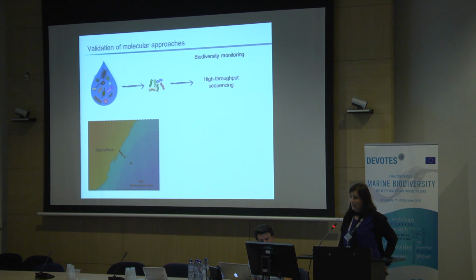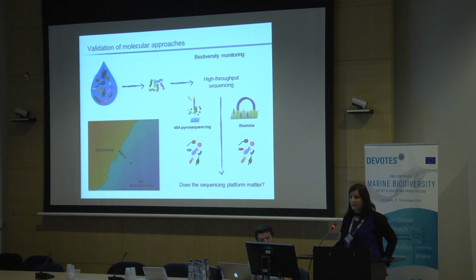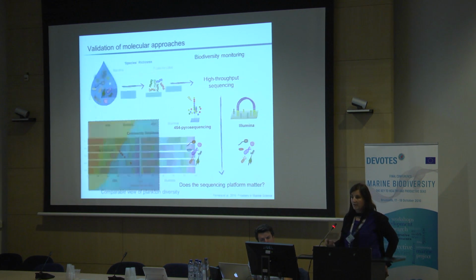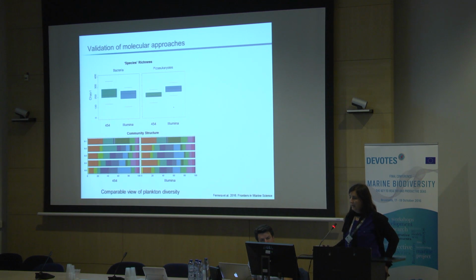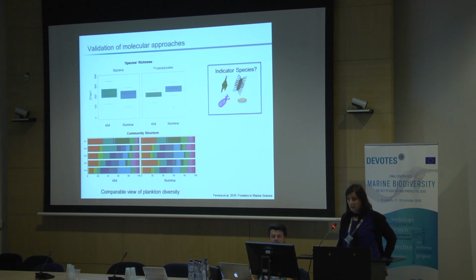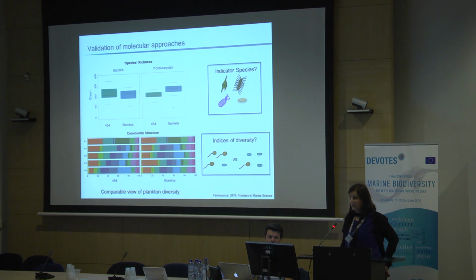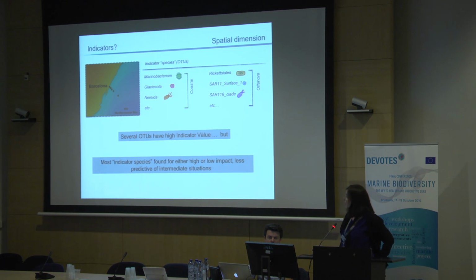The second step was to analyze the molecular data. And since, as presented here, Work Package 5 had a strong component of validation, we first validated the two most used or available high-throughput sequencing methods on the market, pyrosequencing and Illumina, to see if the sequencing method introduces a bias in the results. And we found a very good correlation, both at the species richness level and at the community structure, so both seem good. So we tried to find indicator species or indices of diversity that could provide good information for the assessment of the environmental status.